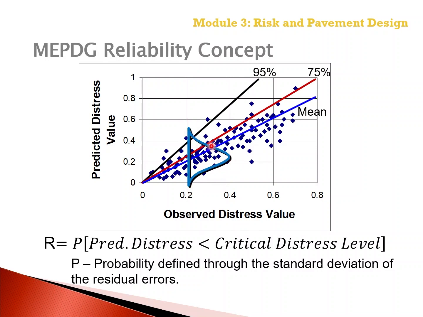So once we know the standard deviation of the residuals from our plot of observed versus predicted values, we can then define, if we're at a 95% reliability level, that means there's only 5% of the predicted values greater than observed. 75% means 25% of our predicted values are greater than the observed value. And if we're at the mean, then 50% of our predicted values are greater than the observed value itself. So probability of our design is defined through the standard deviation of the residual errors itself.